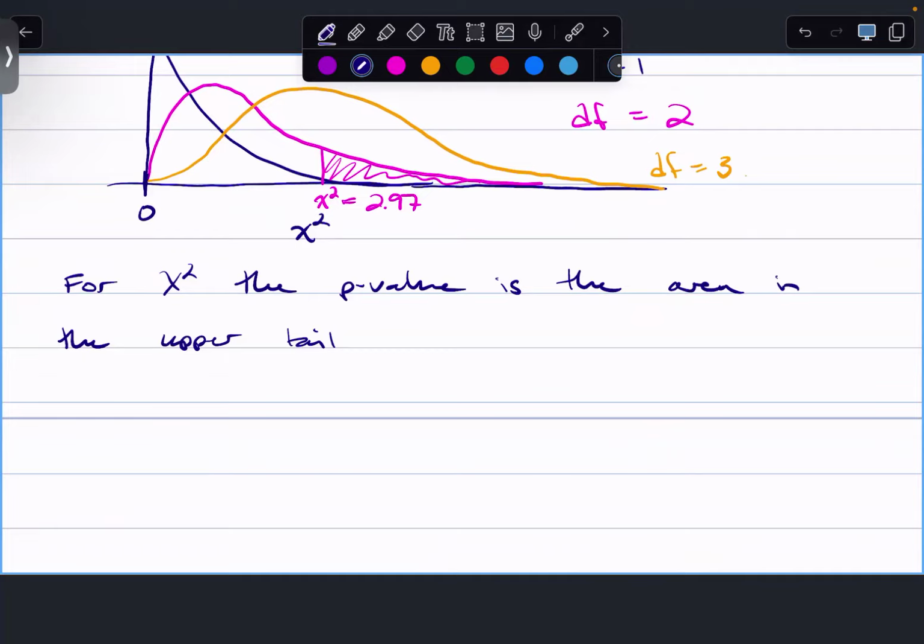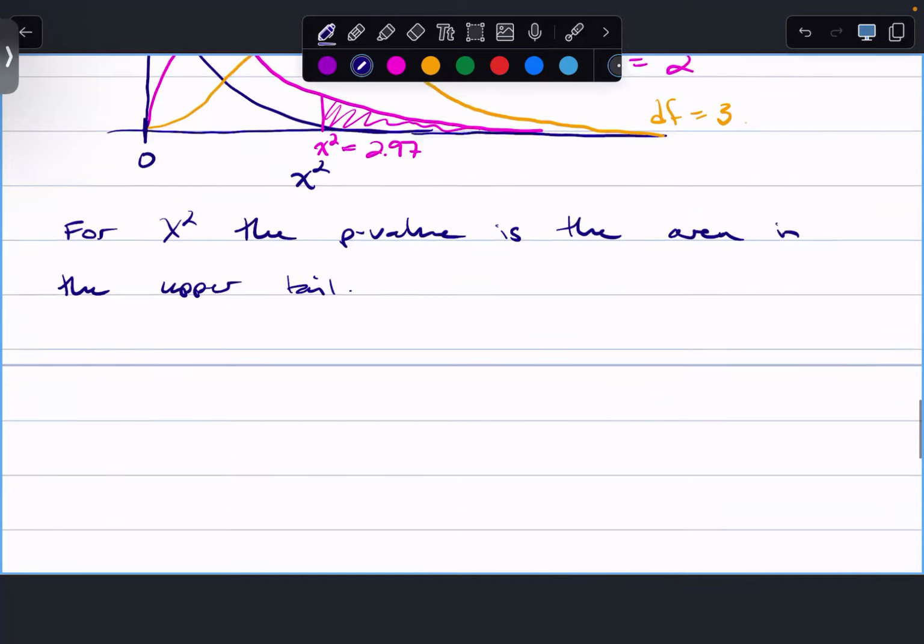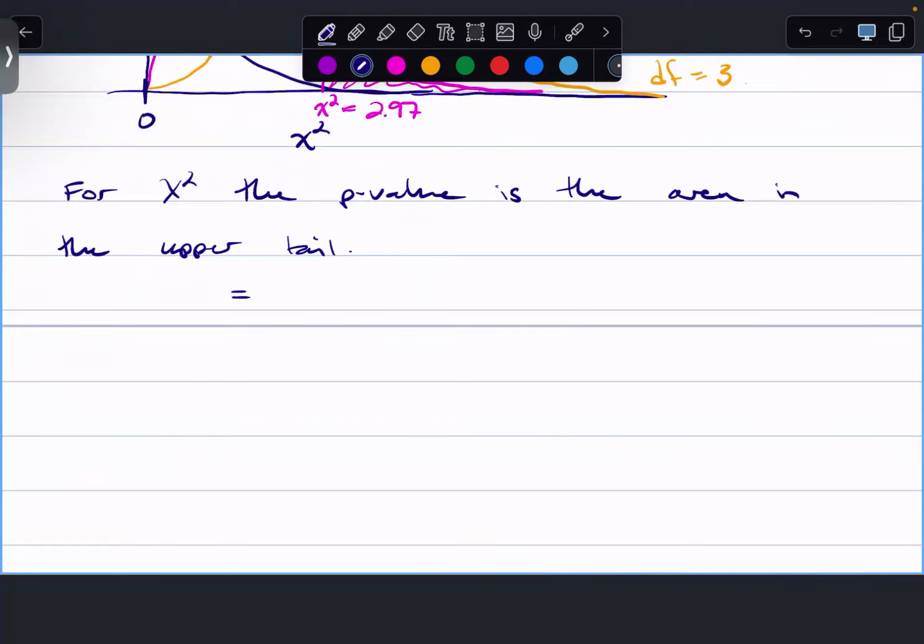So the p-value is the area in the upper tail. Now this one is the one that I'm more confident in. We can use CHISQ.DIST, and I think it takes the chi-squared value and probably the degrees of freedom. It can return the left tail probability. Are these the arguments it wants? Next, degrees of freedom.